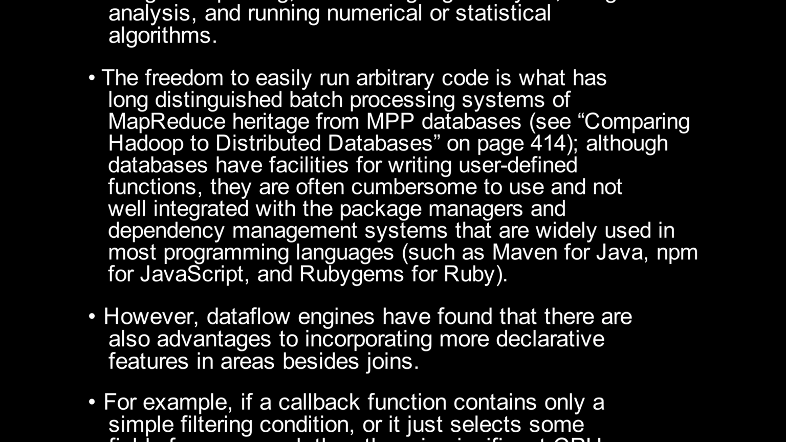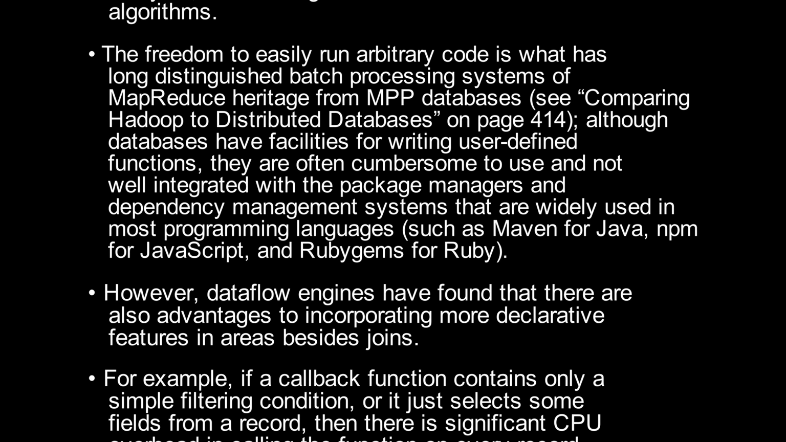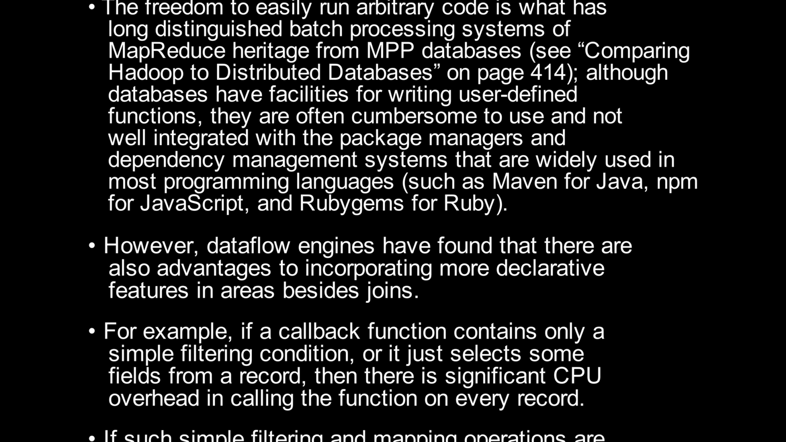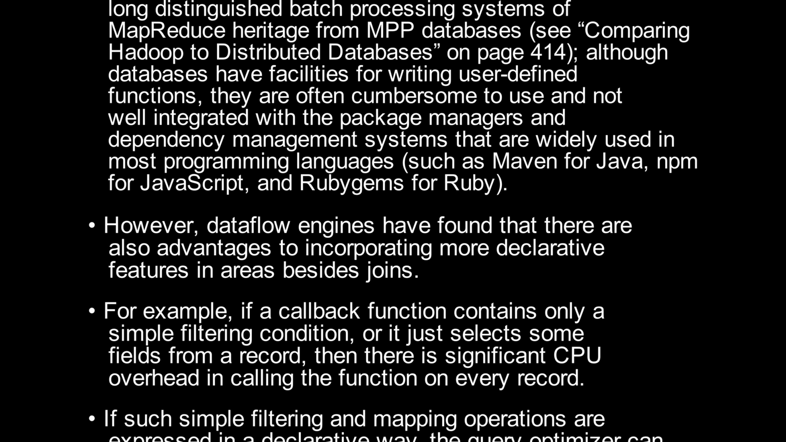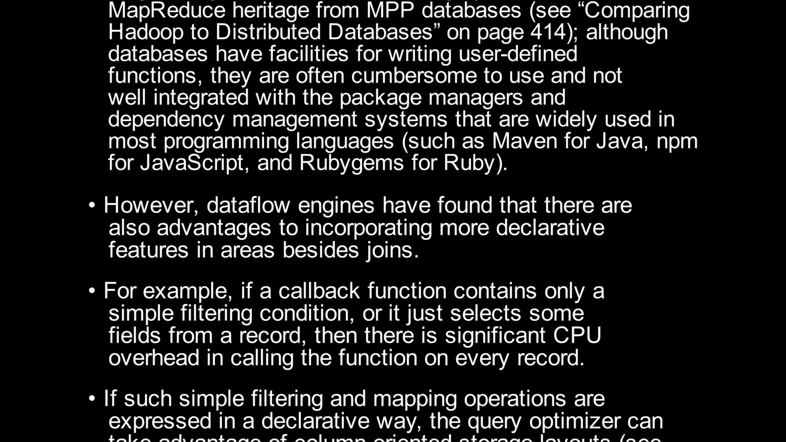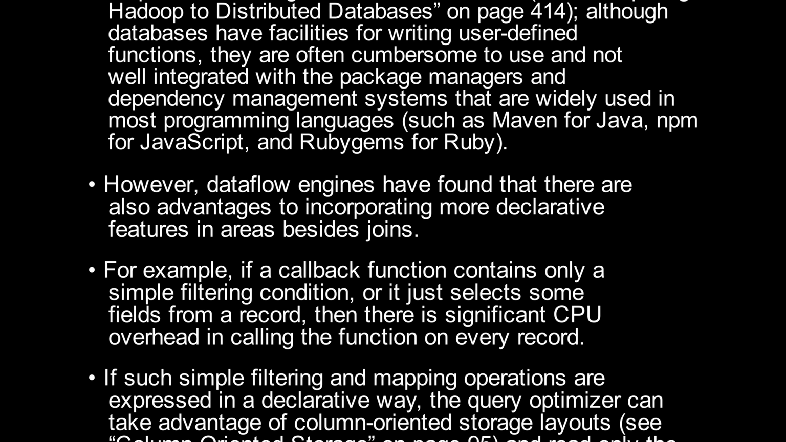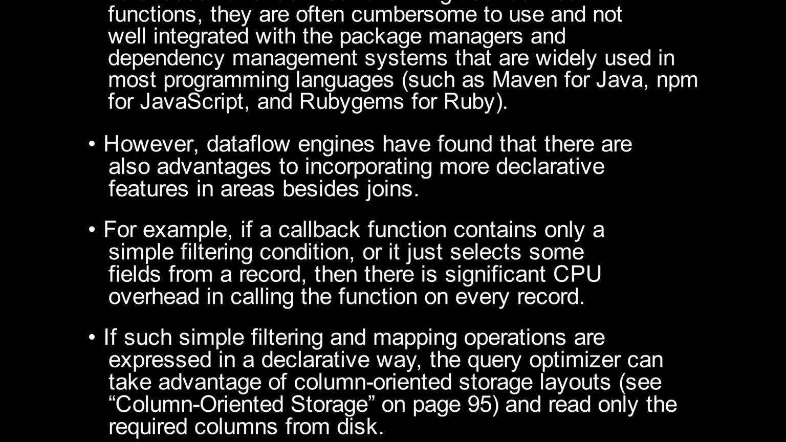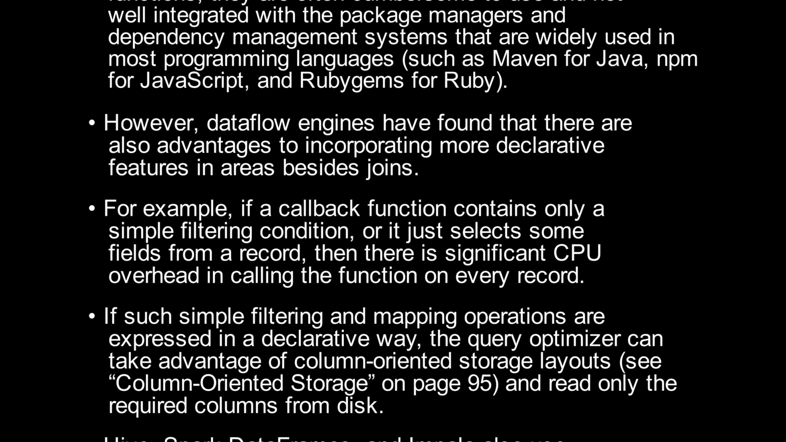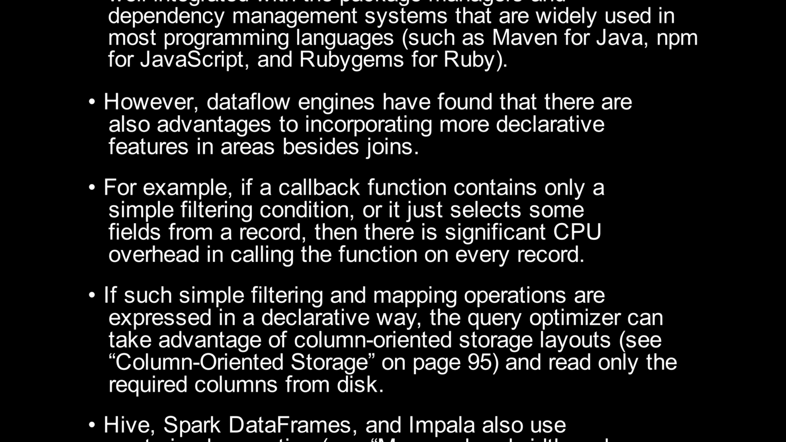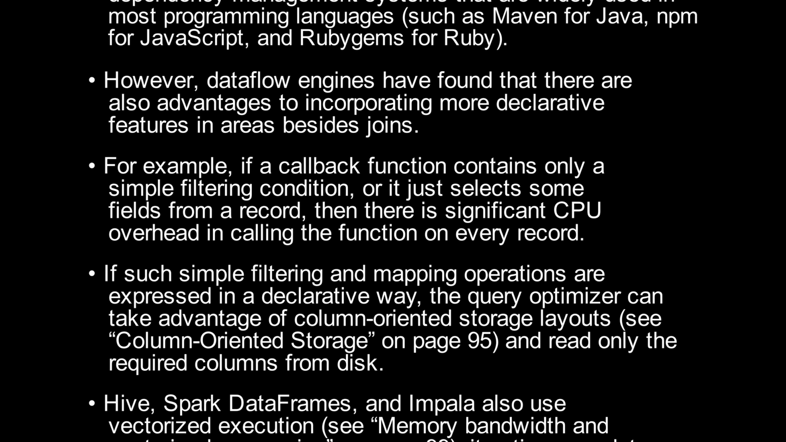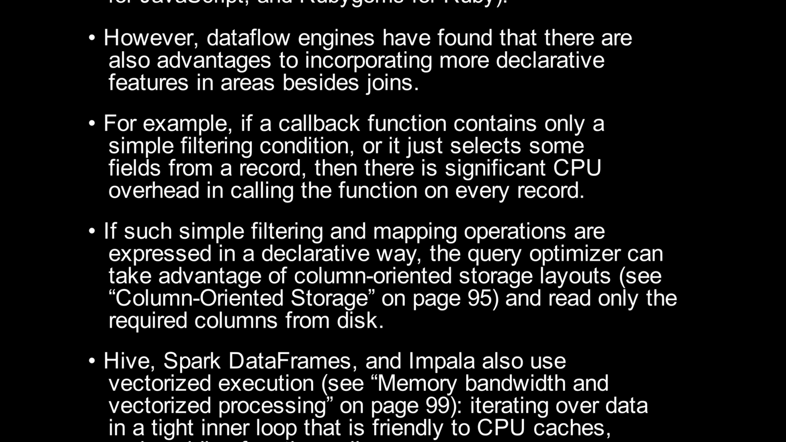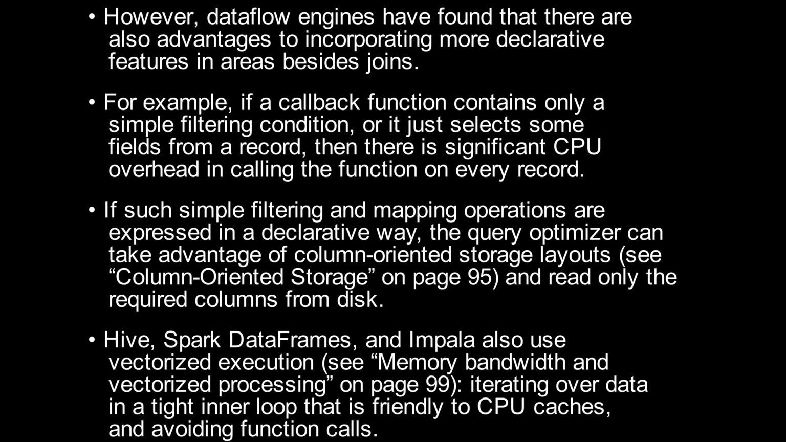However, dataflow engines have found that there are also advantages to incorporating more declarative features in areas besides joins. For example, if a callback function contains only a simple filtering condition, or it just selects some fields from a record, then there is significant CPU overhead in calling the function on every record. If such simple filtering and mapping operations are expressed in a declarative way, the query optimizer can take advantage of column-oriented storage layouts (see "Column-Oriented Storage" on page 95) and read only the required columns from disk.